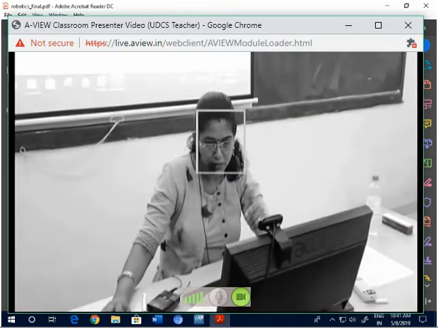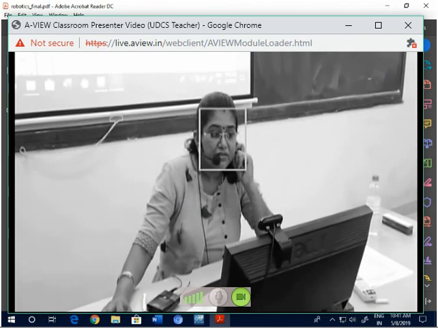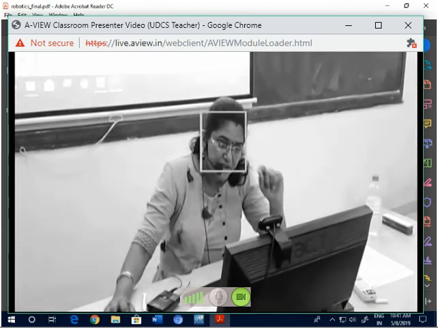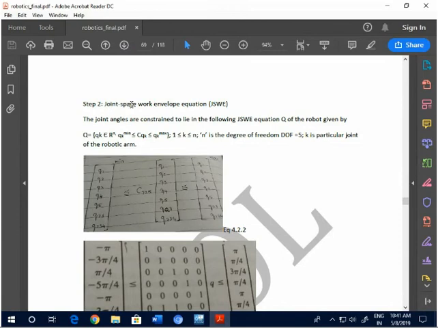This is the first step. After that, we find something called the joint space envelope, or workspace envelope. The joint angles are constrained to lie in the joint workspace envelope of Q of a robot, and it is given by Q equal to QK belongs to R raised to 1, QK min up to QK max. Okay, so 1 less than or equal to K less than or equal to N, where N is the degree of freedom. So here we have 5 joints, so we have 5 degrees of freedom. K is the particular joint in your robotic arm.